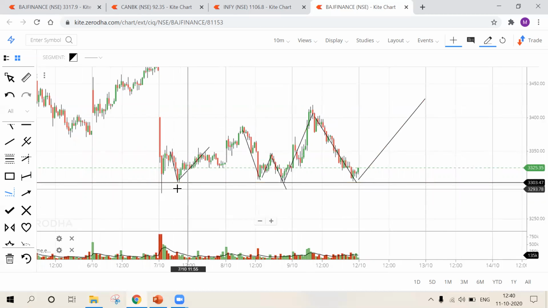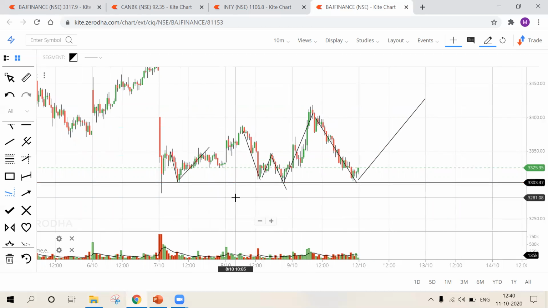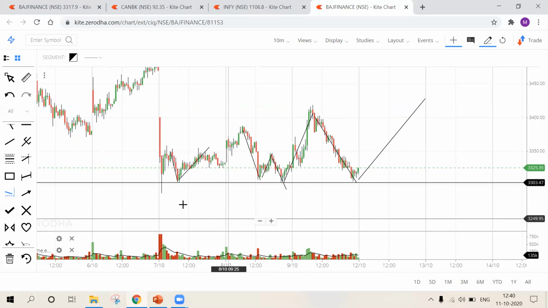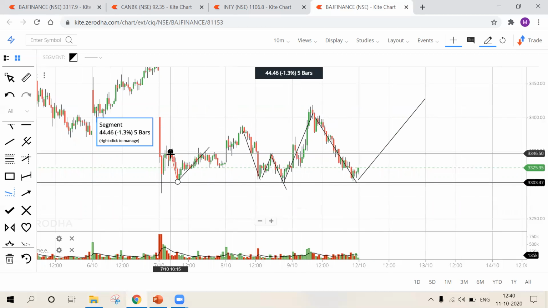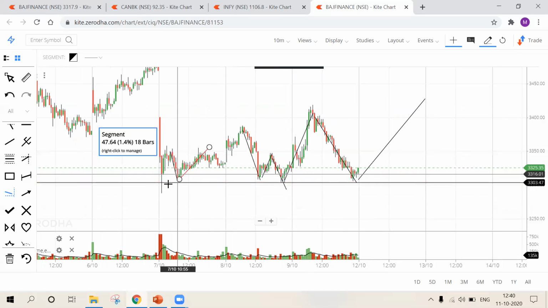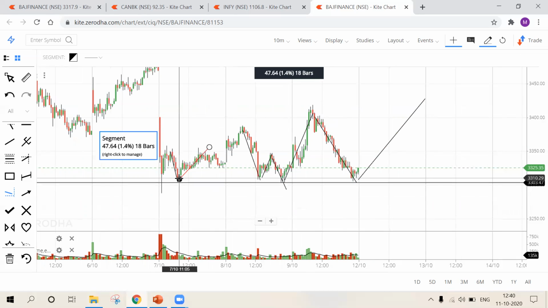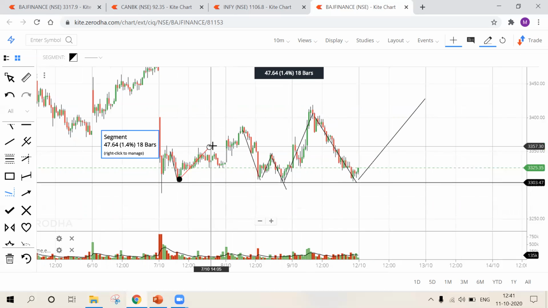So that may happen. This is the reality behind the support concept. When it comes to support, that means buyers come to the market at the support zone and try to push the price upward.